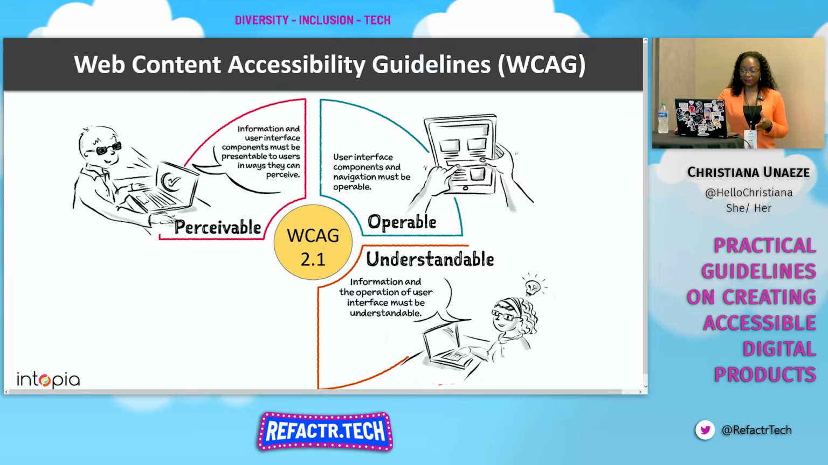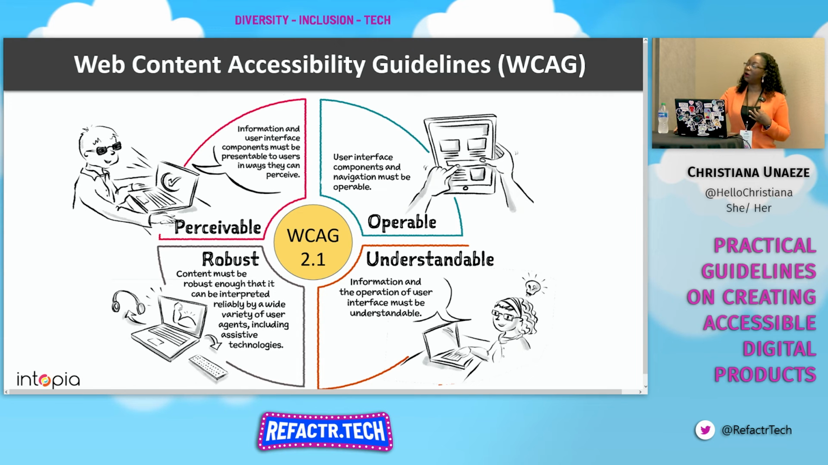And finally, we have robust. That means that your website or app should make it easy for assistive technology to be able to access it. That means that screen readers within your app should be able to access your digital product without any issues.